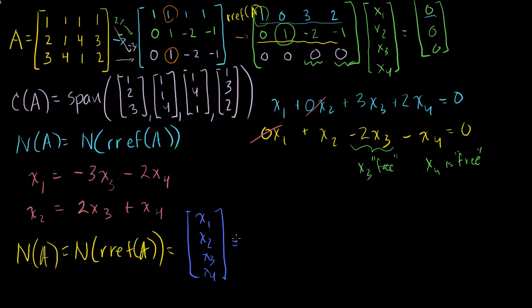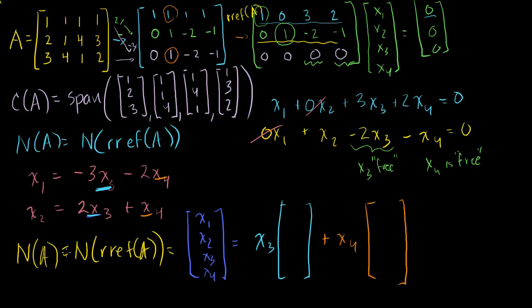So x1 is equal to, let's see, let me write it this way. They're equal to x3. Let me do it in a different color. Do x3 like this. So it's equal to x3 times some vector plus x4 times some other vector.